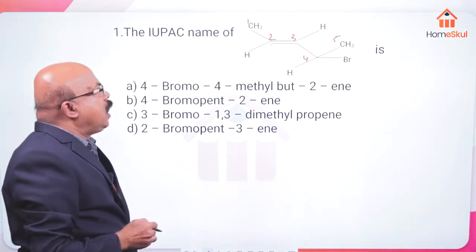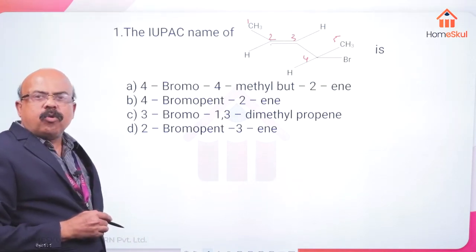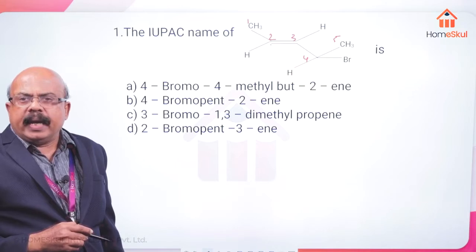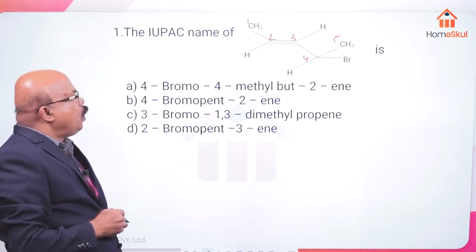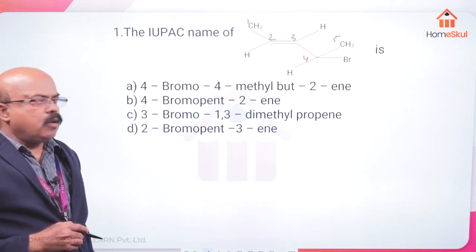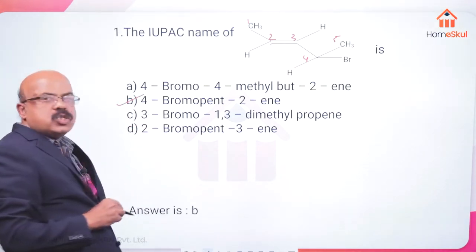So this is pentadiene. There is a bromine atom at the 4th carbon atom. So name of this molecule is 4-bromo pentadiene. So the answer of this question is option B.